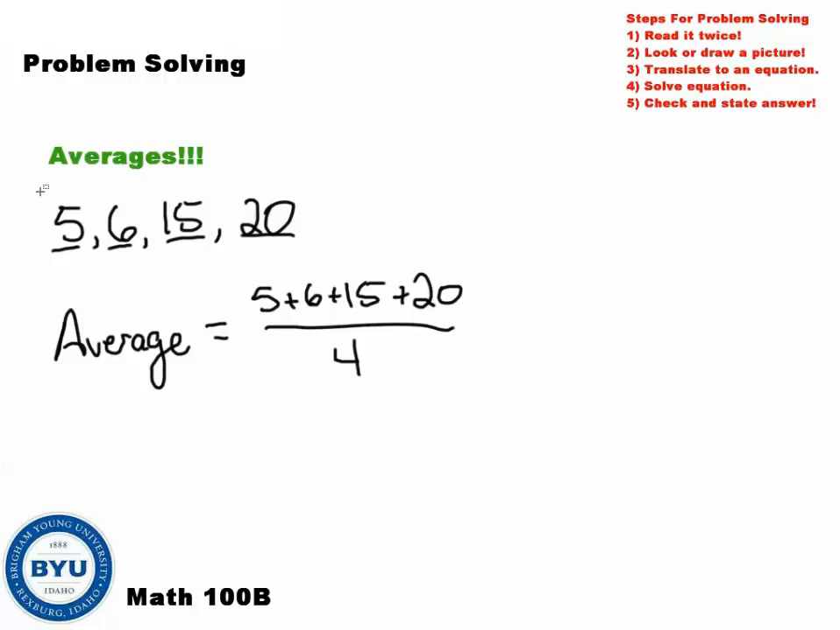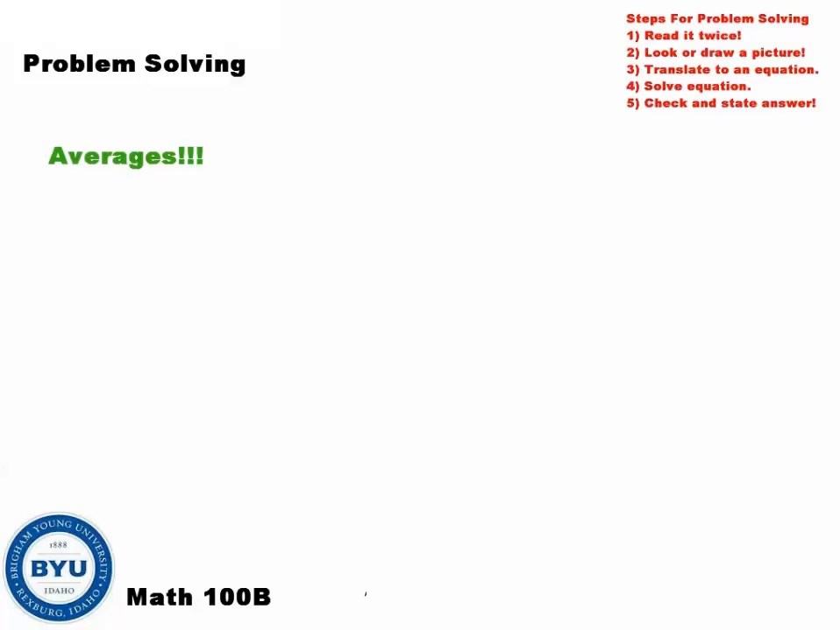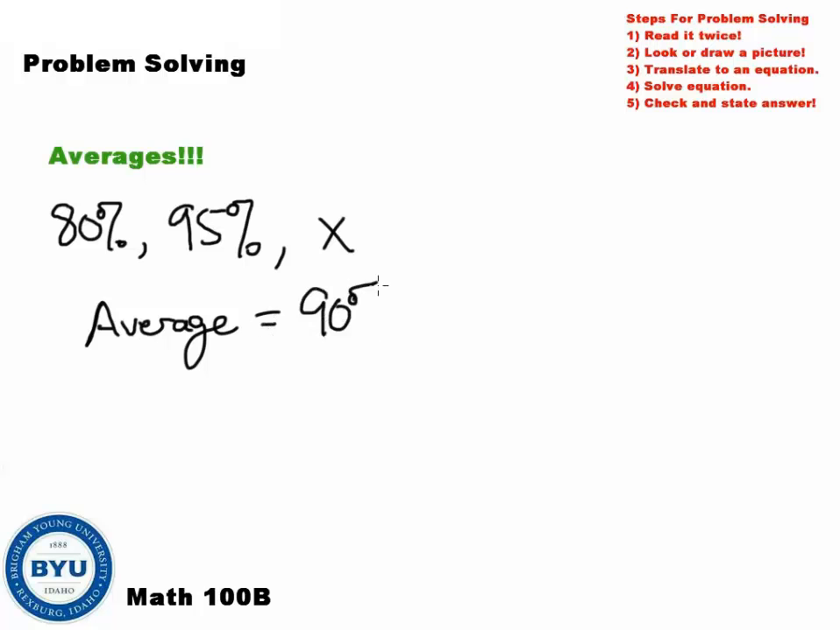So in an average word problem, you're going to have to find something else. You'll actually have to find a missing value. For example, let's say on a test you scored an 80%. On the next test you came in, did really well, scored a 95%. And you have one last test score, but you don't know what it is because you haven't taken it yet. So we'll call it X. And you want to get a 90% in this class. You want your average to be a 90%. So we know that the average you want is a 90%. So the question is, what do you got to do? What do you got to get on that third test to get this average?